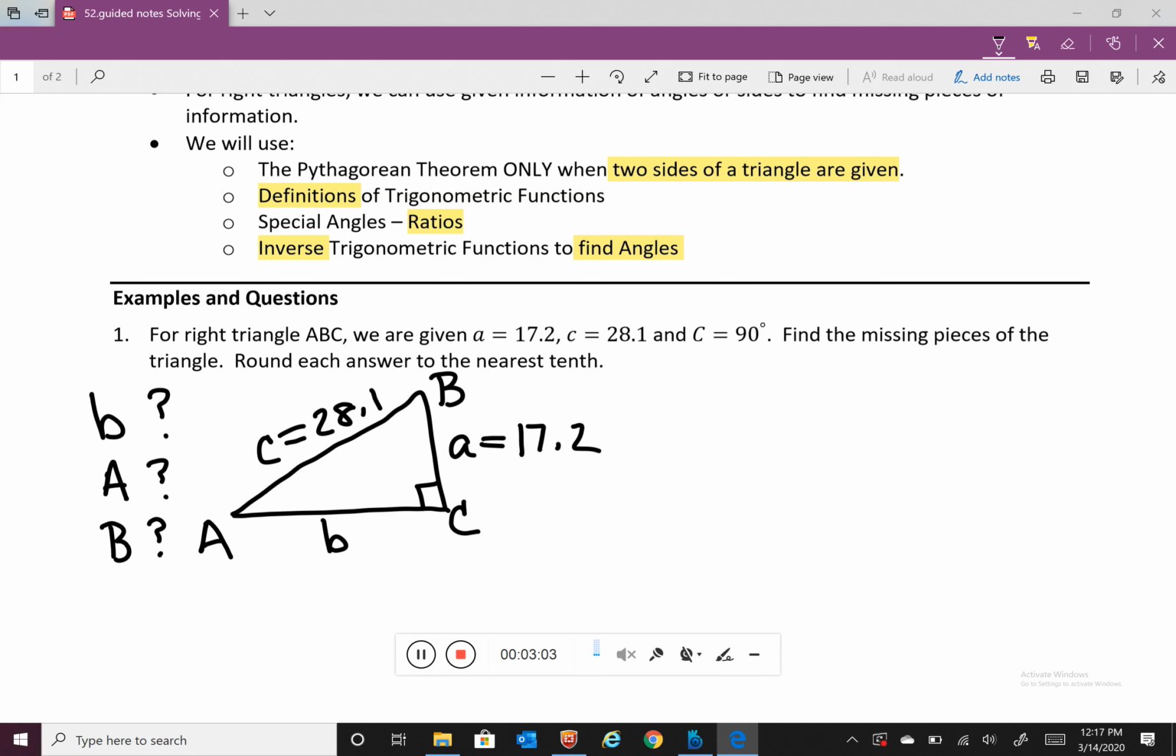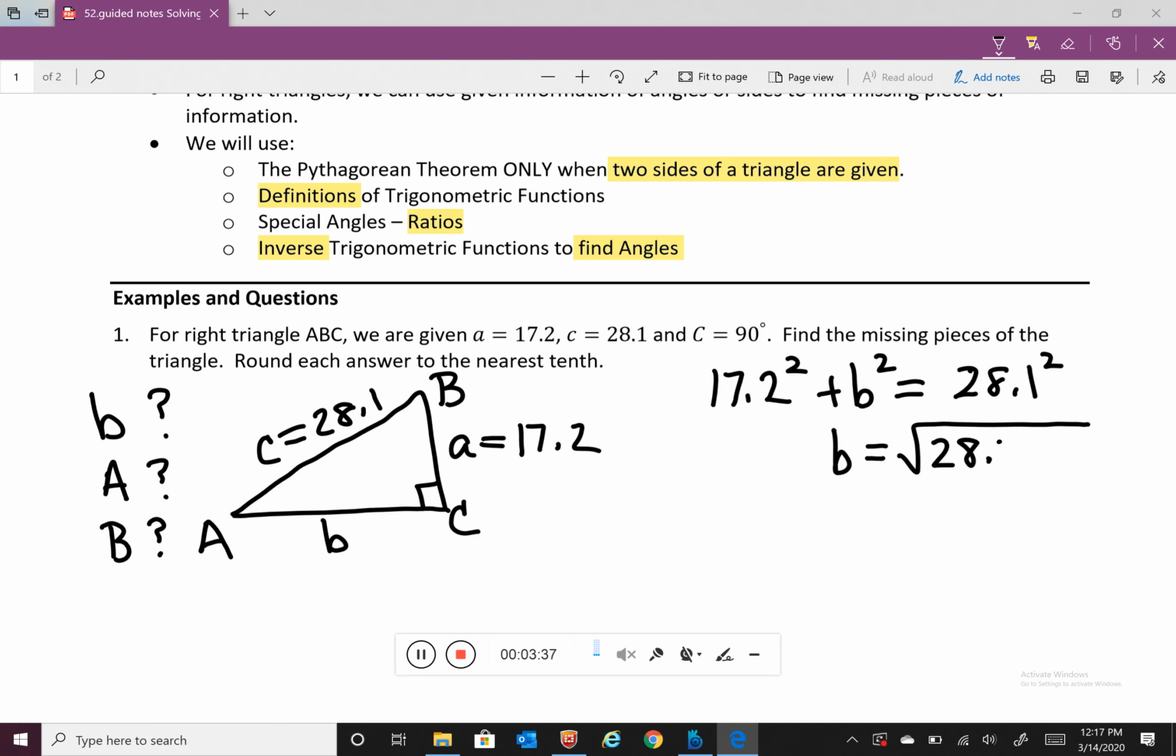Now, as we said up above, we can use the Pythagorean theorem in order to find the third side. So a squared plus b squared equals c squared. And in order to solve for b, we need to subtract 17.2 squared and then also take the square root of that result. So subtract and take the square root.